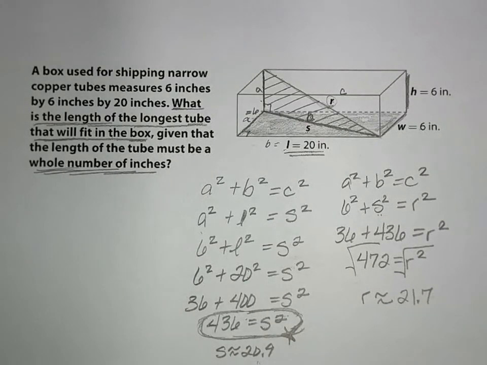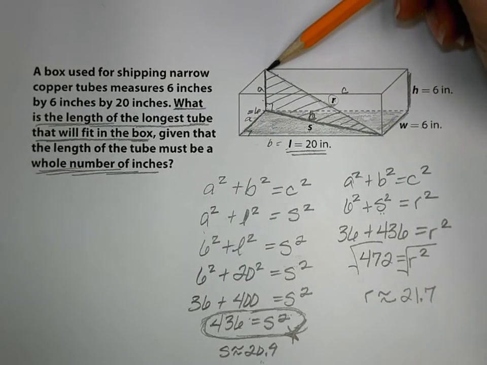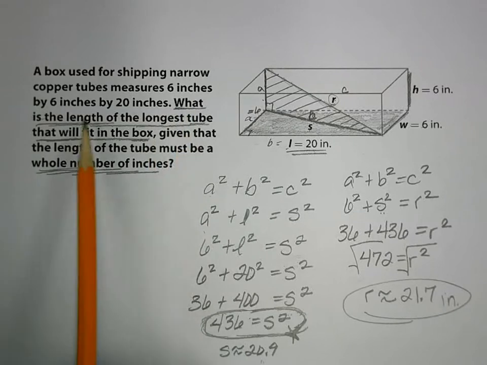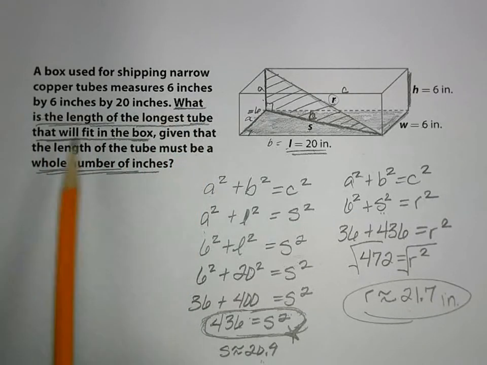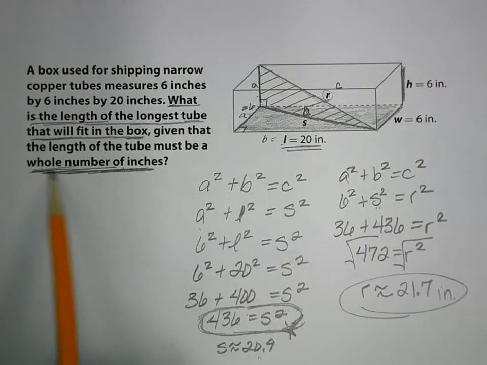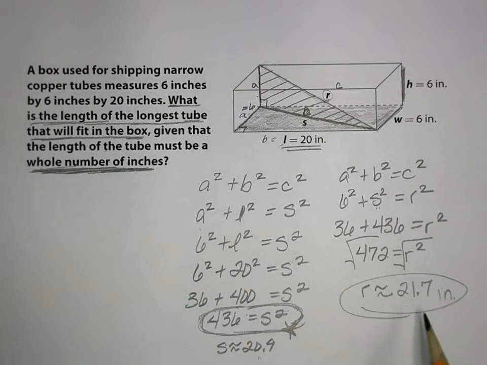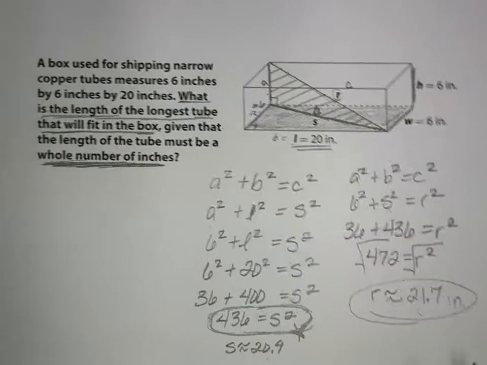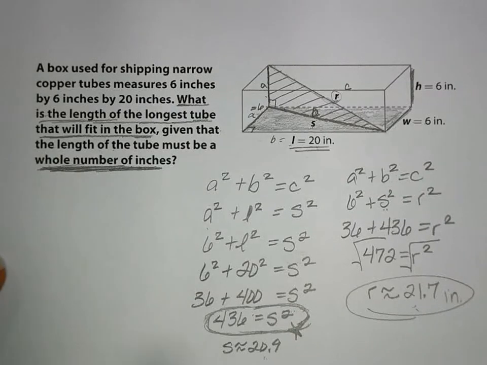We have finally found the length of the diagonal from the top corner here down to the bottom corner here as 21.7 inches. We go back to our question. What is the length of the longest tube that will fit in the box, given that the length of the tube must be a whole number? So this company that's shipping these copper tubes, they only ship them in whole number inches. So your question is, can I fit a 21-inch tube in there? Can I fit a 22-inch tube in there? The longest tube you can fit in the box is 21 inches. The longest copper tube is 21 inches.